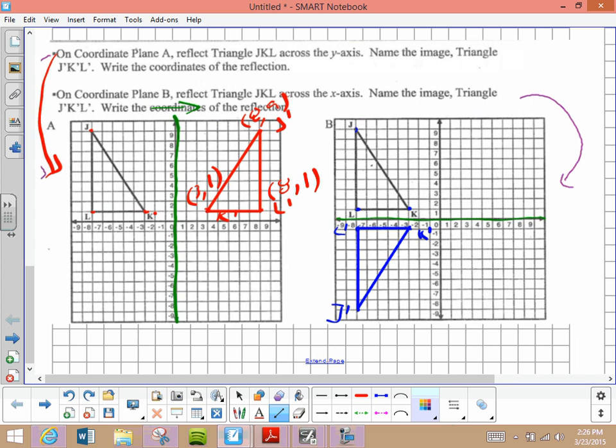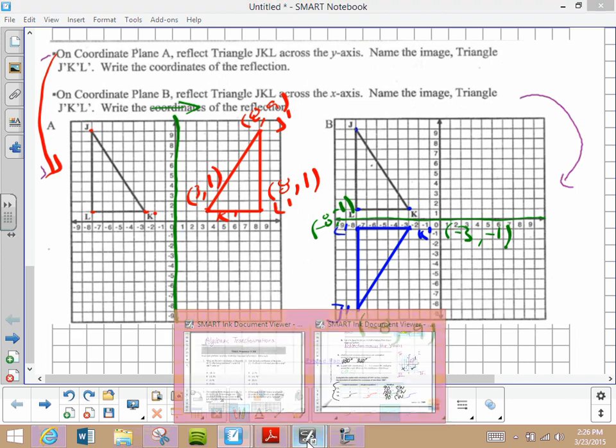There we go. And the coordinates for that would be -8 and -9. And this would be -8 and -1. And this would be -3 and -1. Good. All right. Do we have any questions on those?